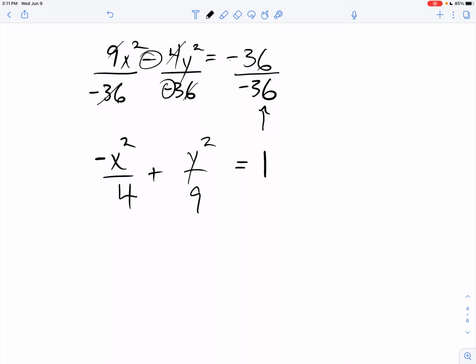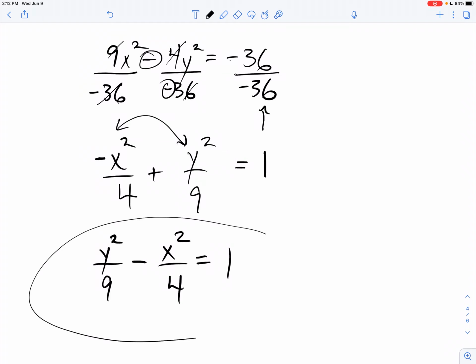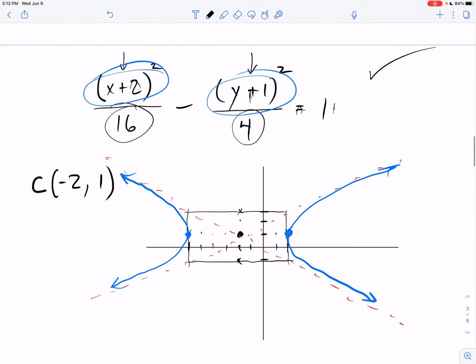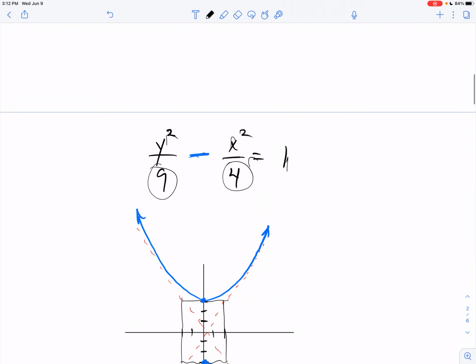And then I'm going to say, you know what? Let's rearrange this. These guys are in the wrong order. Because what am I after? I'm after y before x, open up and down. Y before x, open up and down. I think we did this one already. Oh, y squared over, what?